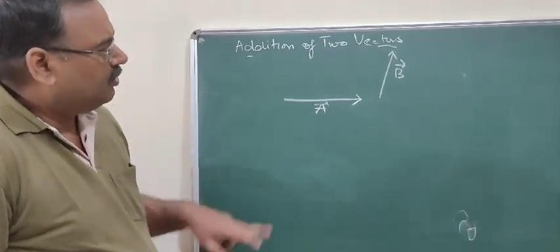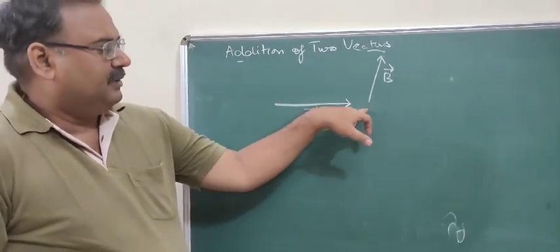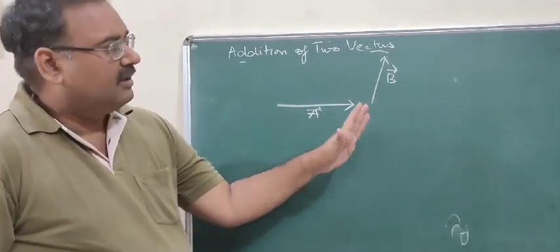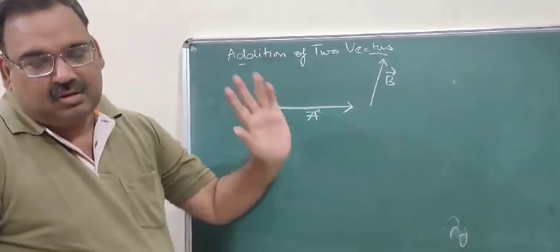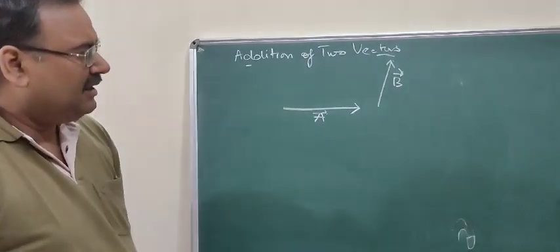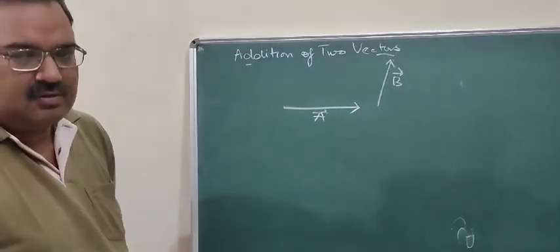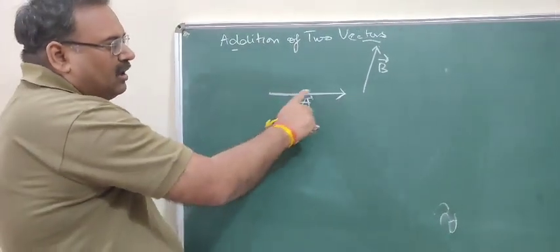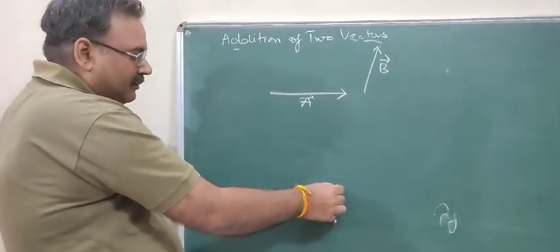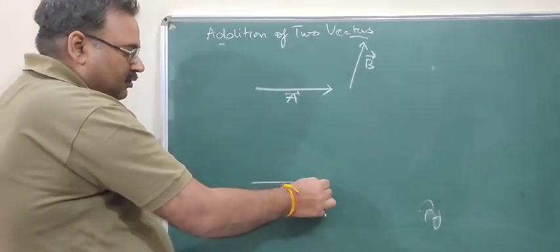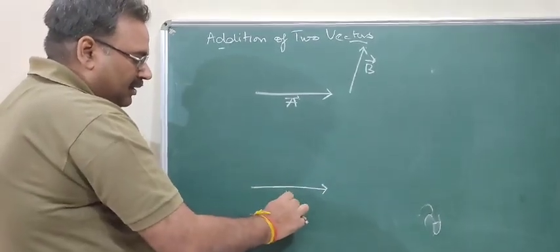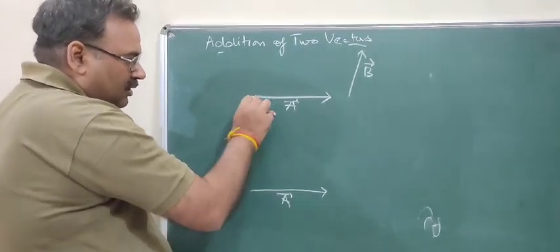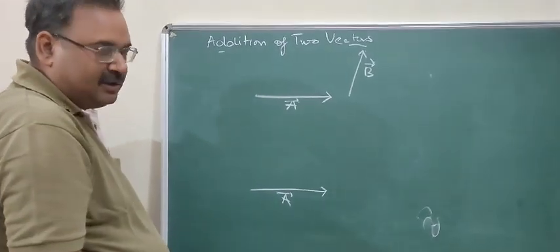So we use different methods, laws, to add the vectors. Now here I have drawn vector A and vector B. Vector A is horizontal, vector B is at a certain angle to the horizontal. We will see the addition of these two vectors. So first thing, how will we add? What we will do is draw a vector parallel to vector A. This is vector A, equal in magnitude to this one and in the same direction.